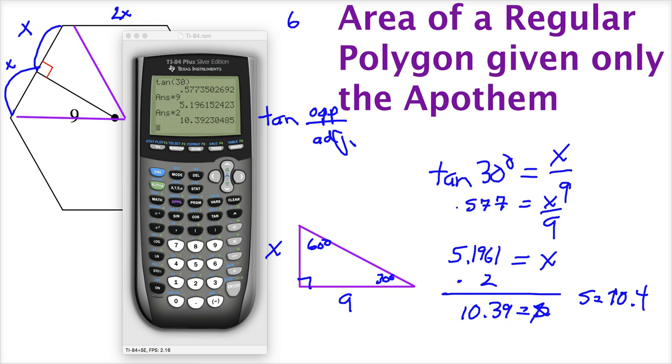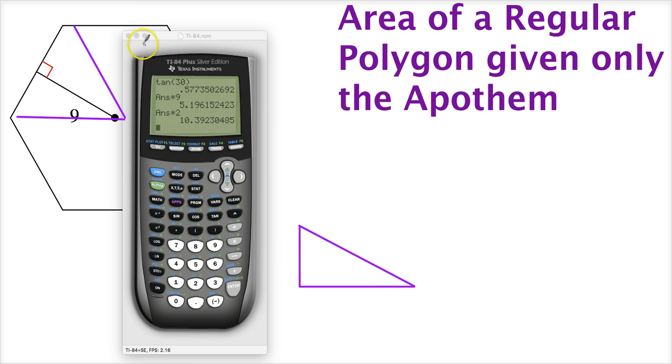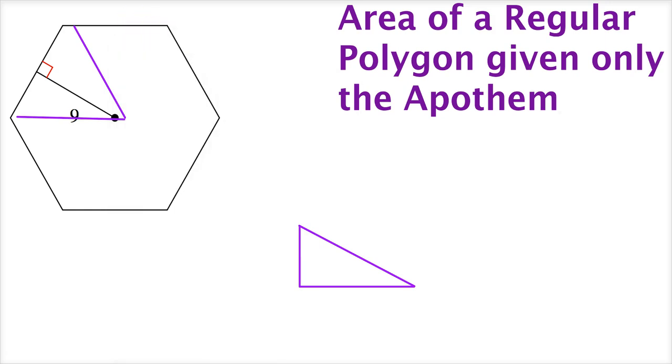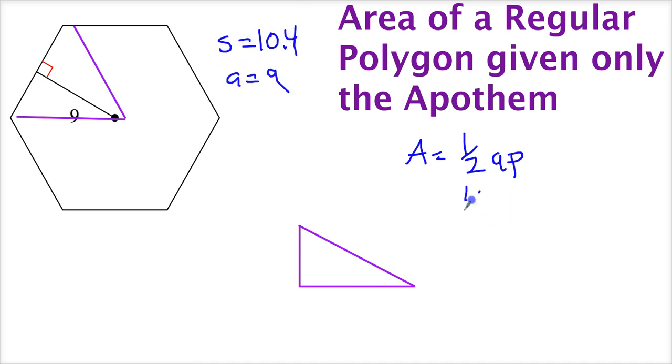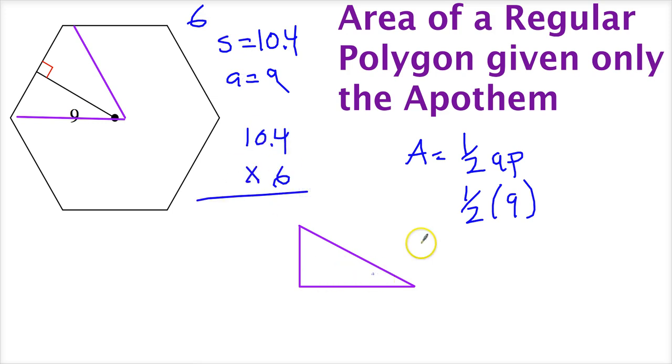And I'll skip out on this. If you want to pause it and take notes, you can totally do that. So with that being said, I'm going to move this out of the way here. So I'm dealing with my area formula being area equals 1/2 apothem times perimeter. I know my side length is 10.4. I know my apothem is 9. So 1/2 times 9. What about perimeter? There are 6 sides. 10.4 times 6 will give me the perimeter value that I'm looking for.